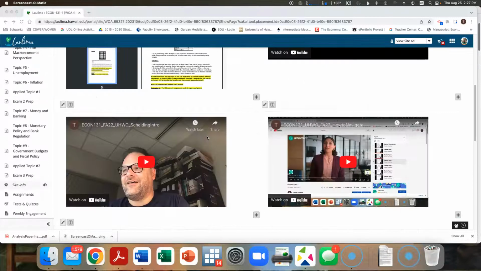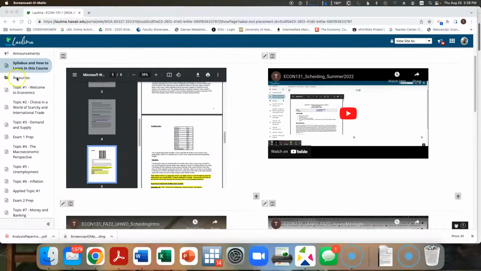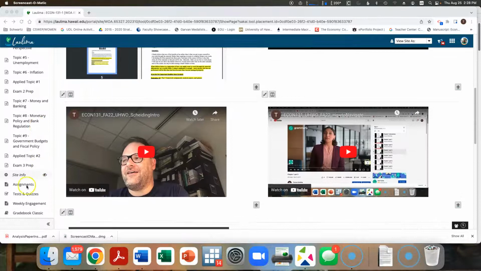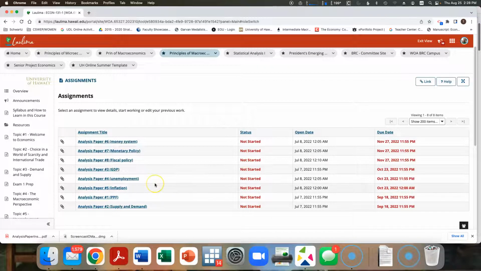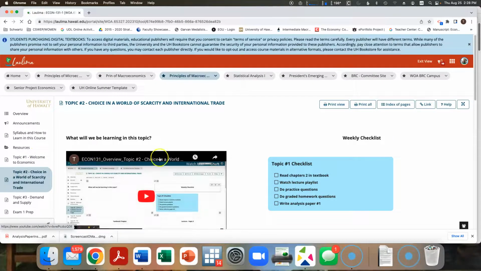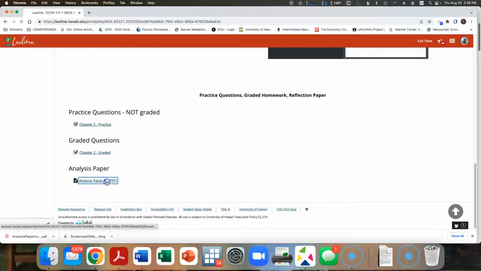There are a total of 8 analysis papers. You can find them at the end of each relevant topic, or you can go to assignments, and you would see them all collectively right here with their relevant due dates. You have 2 due for the first deadline, then 3, then 3. So there's a total of 8. Let's go to the first one here, which is under topic 2. You'll see this at the very bottom here.